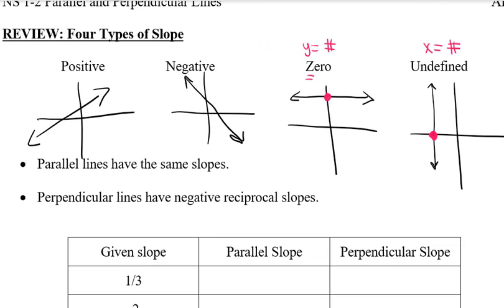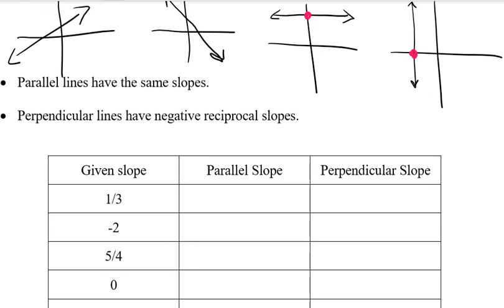For positive slope and negative slope lines, if you were to write them in slope-intercept form, it'd be y equals mx plus b. Same thing with a negative slope: y equals negative mx plus b, so your slope would just be negative in those cases. But the two special cases of zero and undefined are where you've got to be careful, because a lot of people get those two backwards.